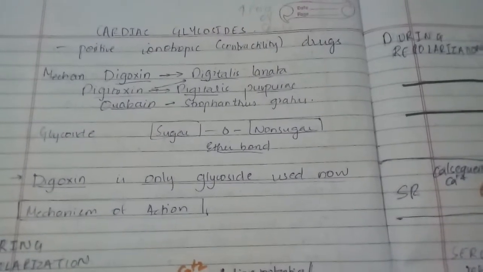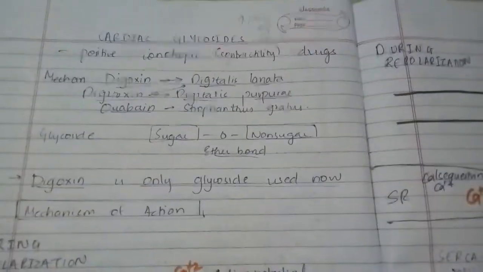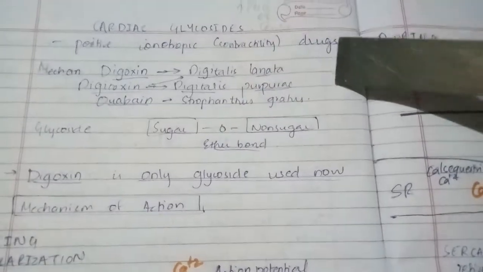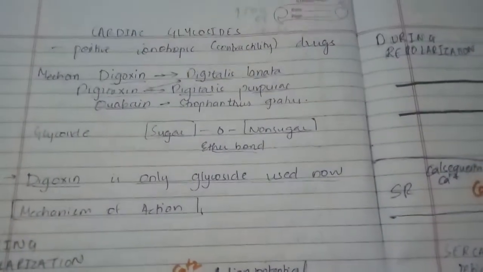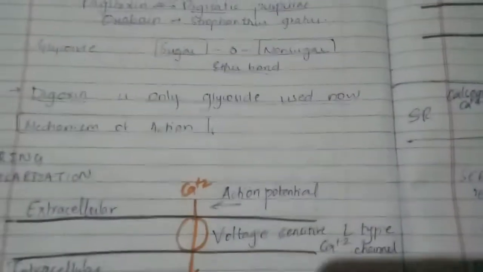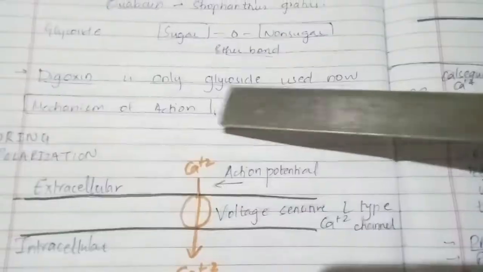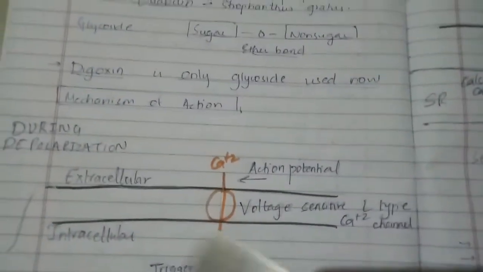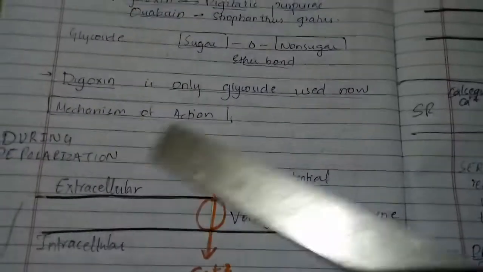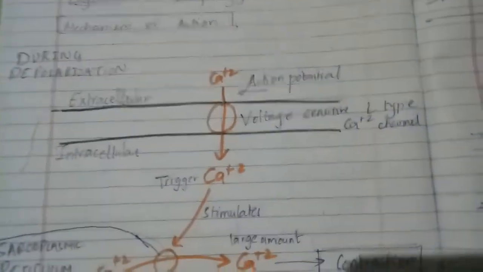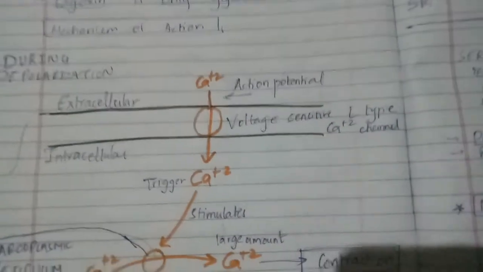We have various drugs included under cardiac glycosides, like Digoxin, Digitoxin, and Ouabain, but at present only one drug is used clinically, and that is Digoxin. Now we'll see the mechanism of action.